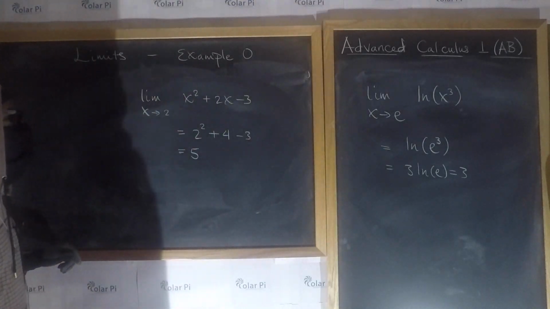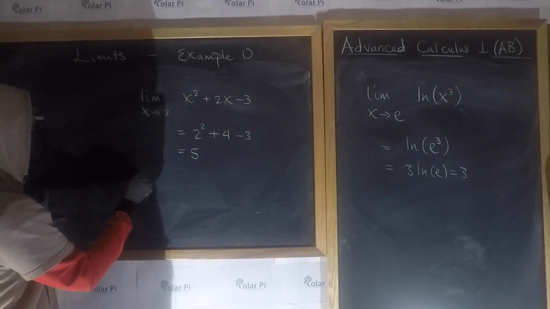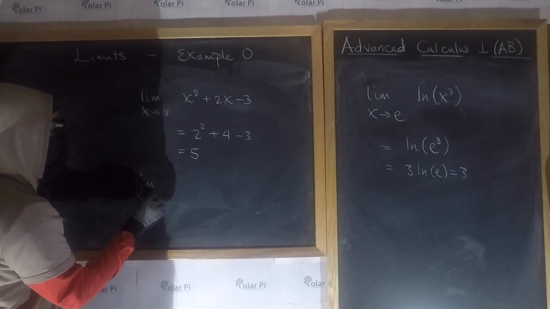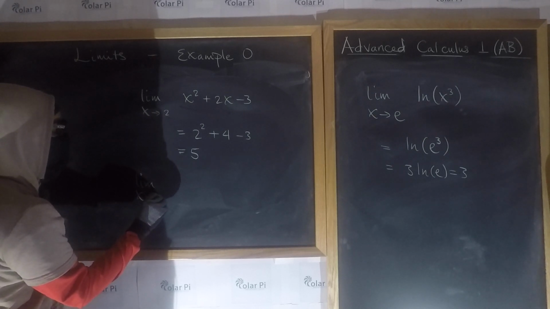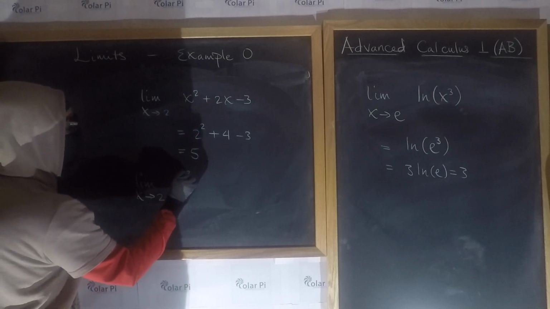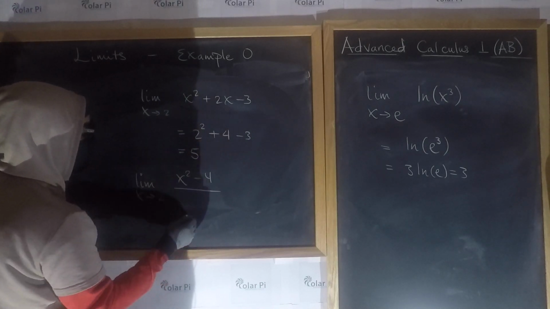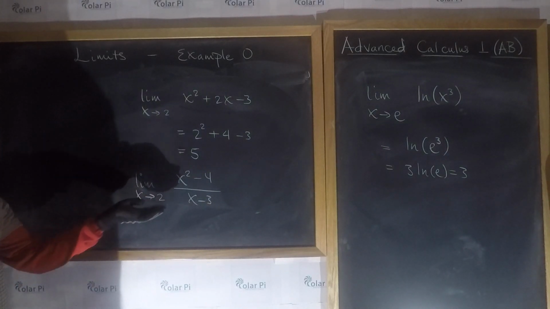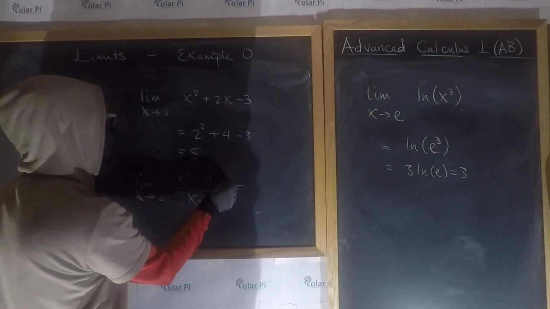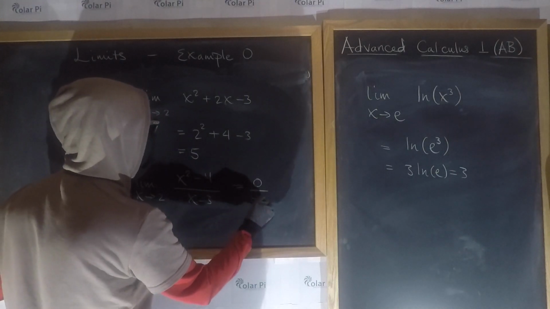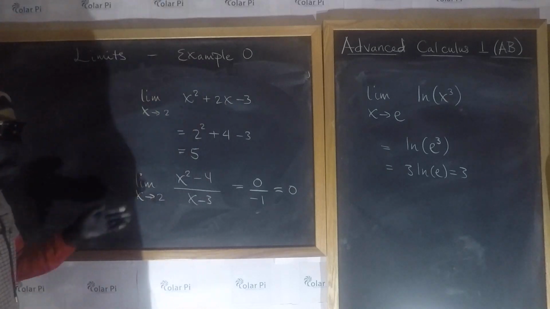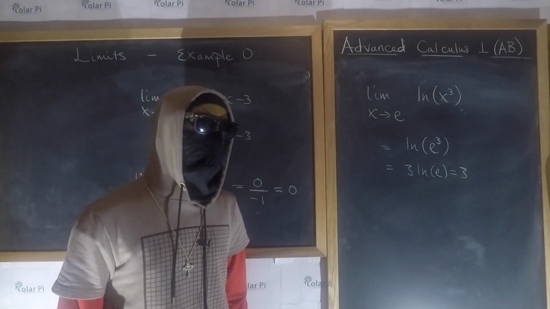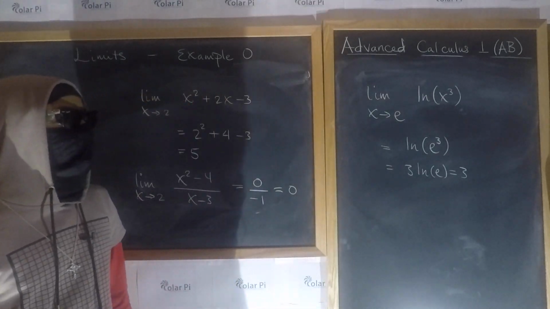Okay? And don't assume that just because you have a rational function that you cannot evaluate the limit. Here's an example. So suppose you're doing this. Right? Well, if you plug in 2, nothing bad happens. You get 0 over -1, which is 0. So even on rational functions, if you can plug it in, just plug it in. Yeah? Okay, cool. All right, that's it for example 1.